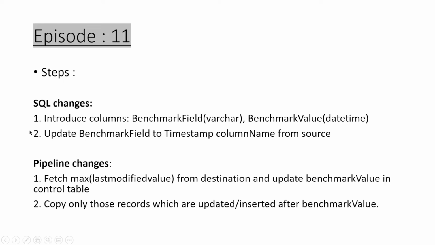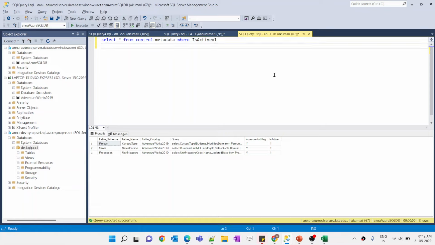We have to introduce columns: benchmark field, which will have the data type varchar, and benchmark value, which will have the data type datetime. Let me first do this step. We have to alter the table: alter table control.metadata, and what is the column name? Benchmark field. Benchmark field will hold the column name which has the timestamp value. Since it is a column name, we give it a varchar type. Let me run this.